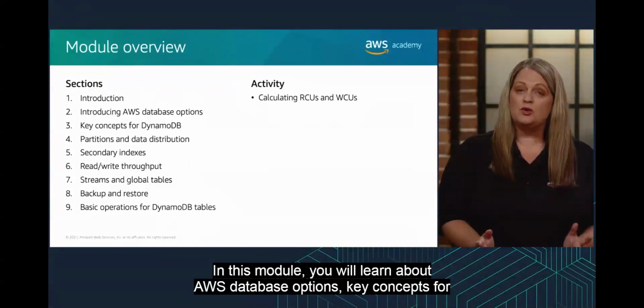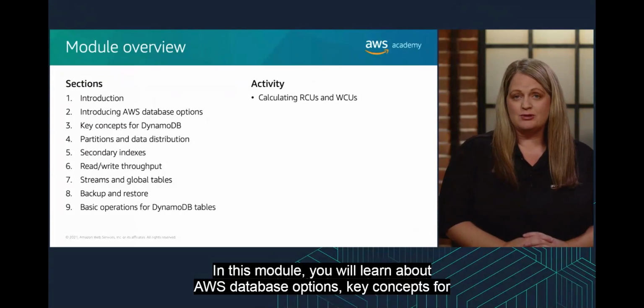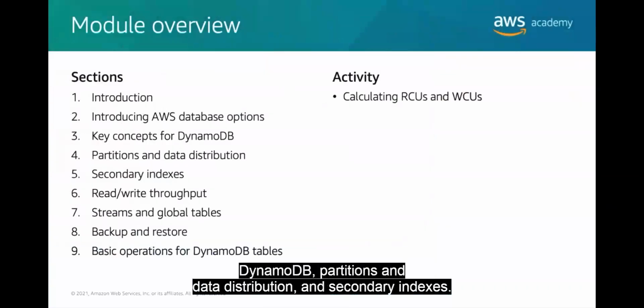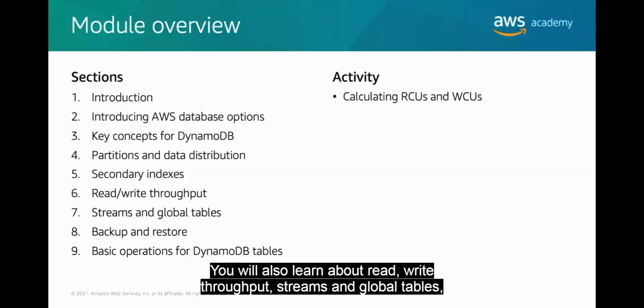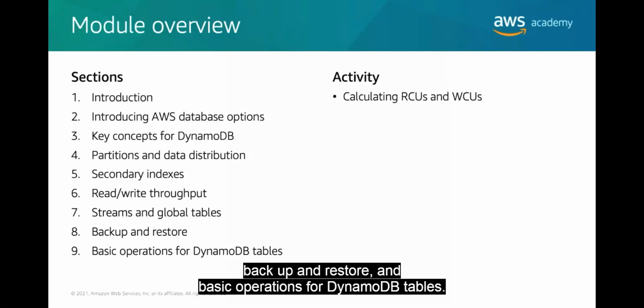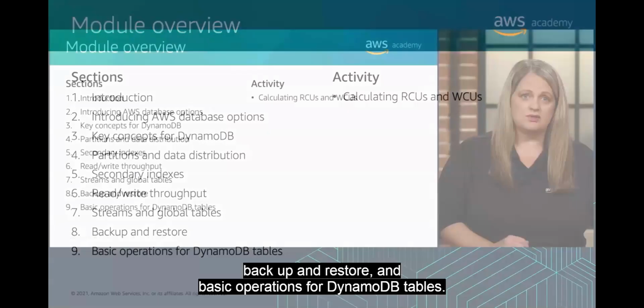In this module, you will learn about AWS database options, key concepts for DynamoDB, partitions and data distribution, and secondary indexes. You will also learn about read-write throughput, streams and global tables, backup and restore, and basic operations for DynamoDB tables.